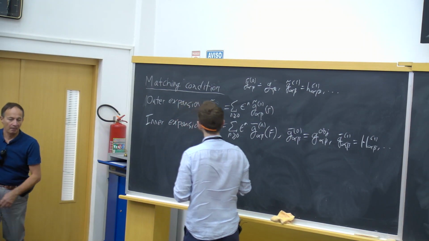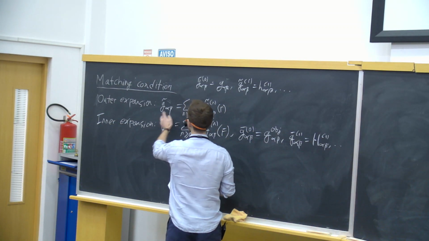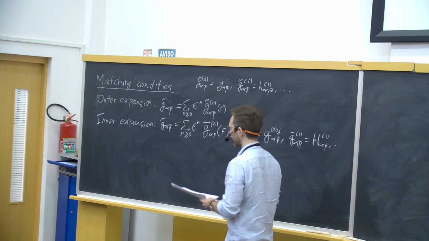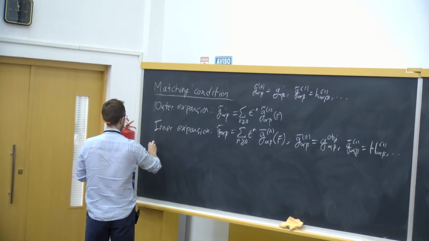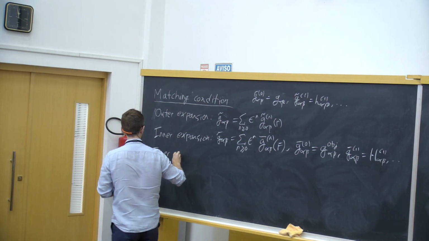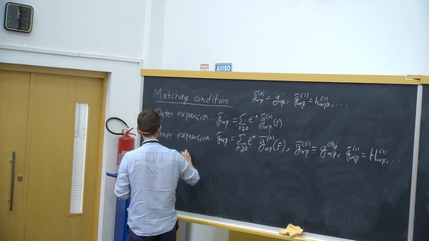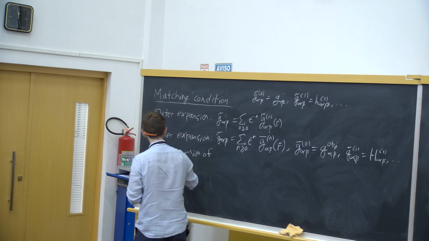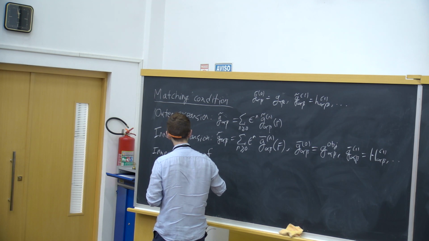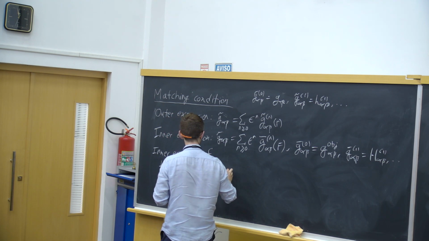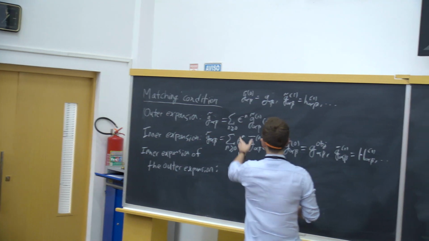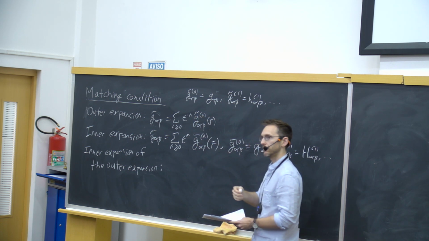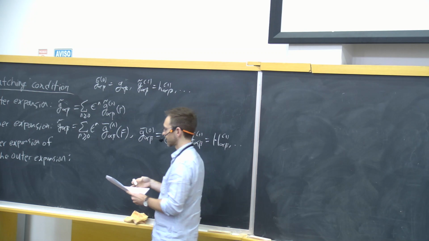Now I want to do two things. I want to apply an inner expansion to the outer expansion, and an outer expansion to the inner expansion. So here I have the inner expansion of the outer expansion. I want to take this, rewrite r in terms of r bar, and then re-expand in powers of epsilon at fixed r bar.